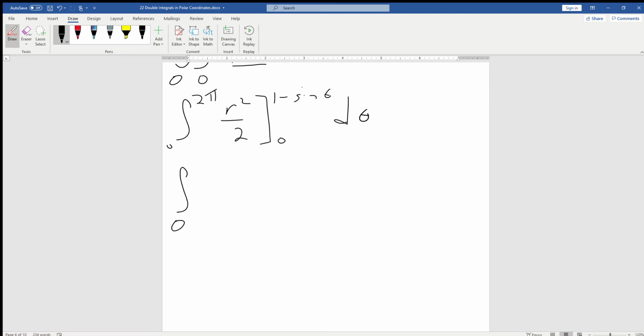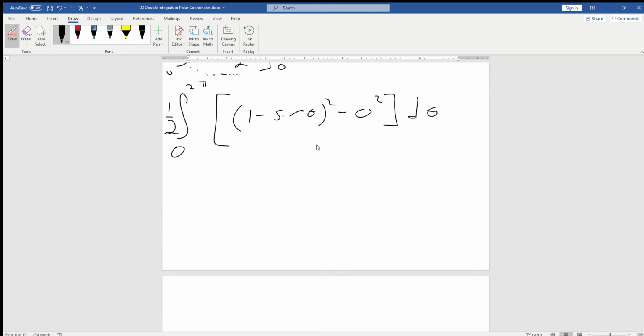So this is now 0 to 2 pi. If we substitute 1 minus sine theta, I'm also going to factor out the 1/2 just out of convenience. So this 1/2, I'm just going to pull out front. So we're now going to get 1 minus sine theta squared minus 0 squared d theta. In other words, that just becomes 1/2 of the integral from 0 to 2 pi of 1 minus sine theta quantity squared d theta.